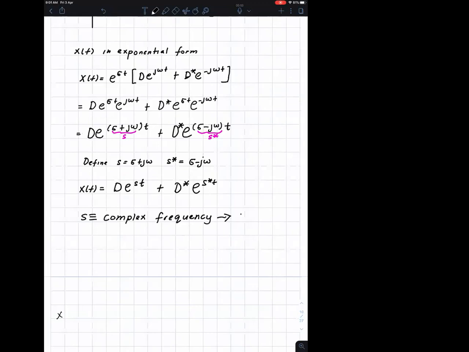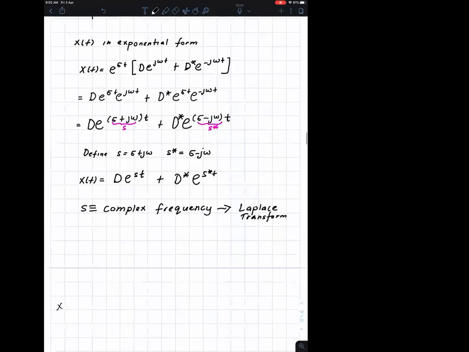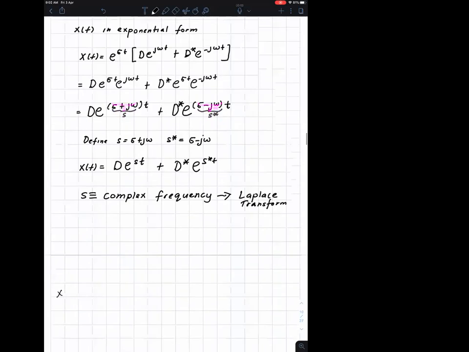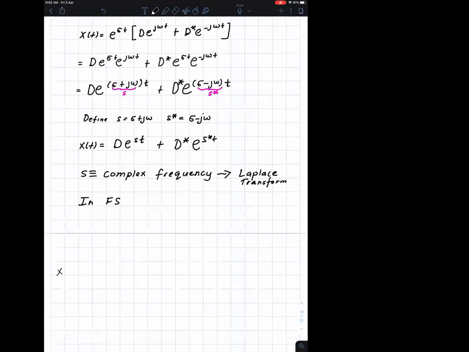In the Laplace transform, you use the complex frequency. In Fourier series, S is just j omega. We assume in Fourier series that sigma is 0, so the Fourier series analysis is in steady state.